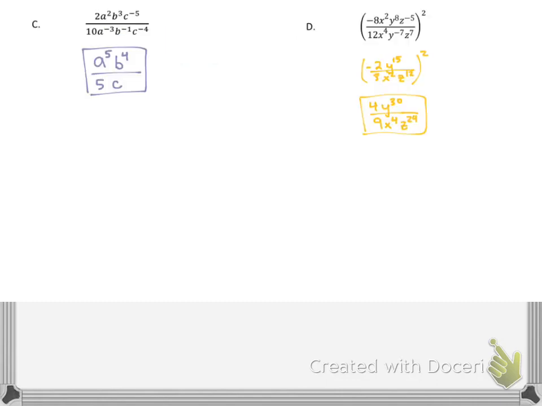Here are the most simplified versions of examples C and D. For C, honestly, there wasn't much work to show. Maybe take a look and see how I was able to get that. For D, I simplified everything in the parentheses first, and then I distributed that exponent of 2 at the very end to all of the bases.